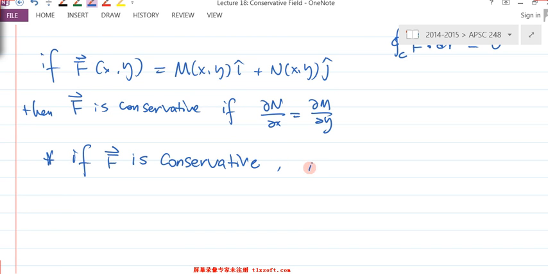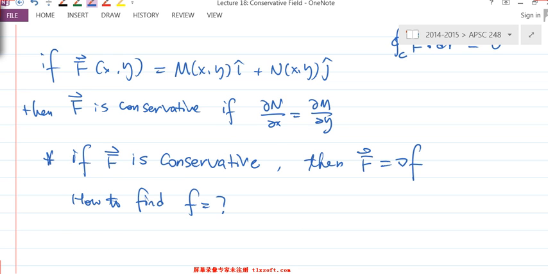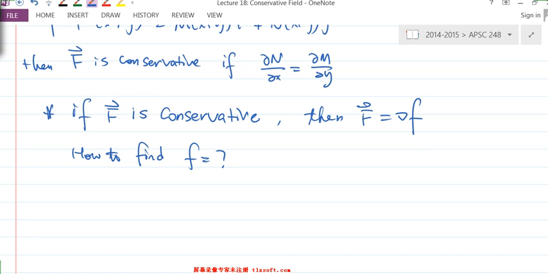So F is conservative, then F equals del f, right? So basically, how to find this f? So that the gradient of this f equals the vector field, capital F. Okay, I'm going to use an example to show you how to get this. This is basically basics of integrals here.